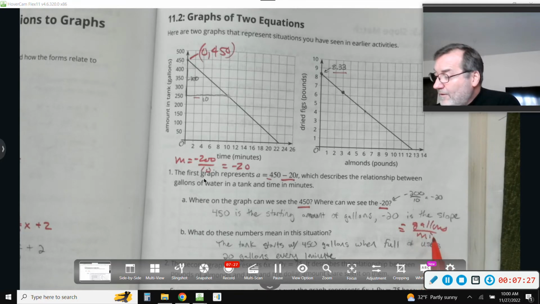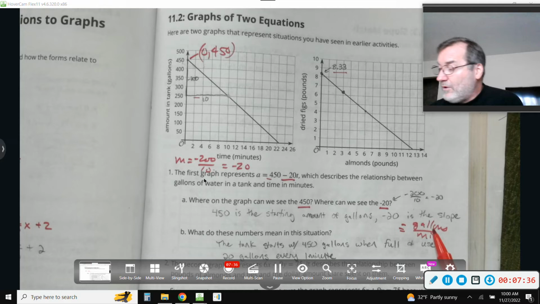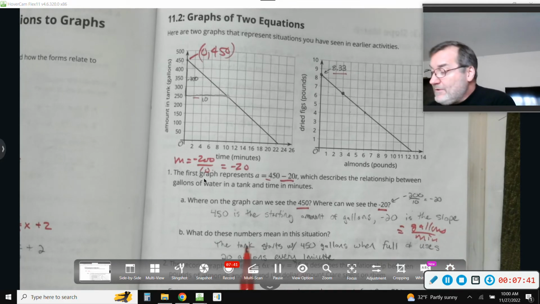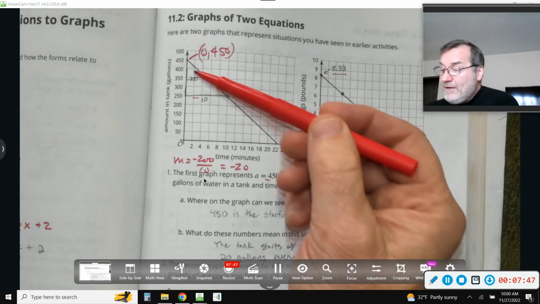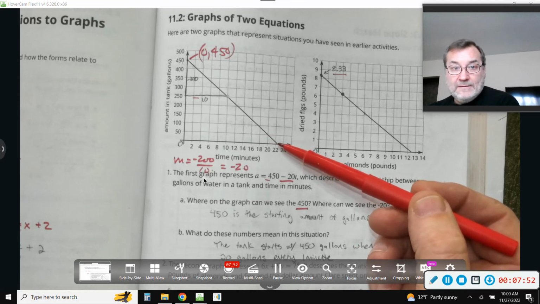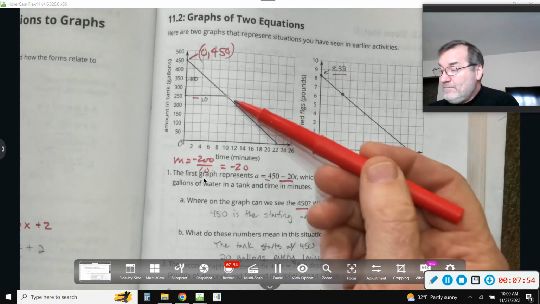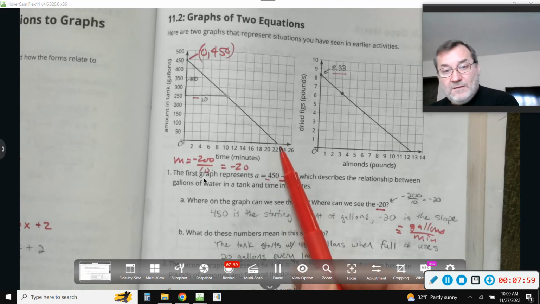Always remember, when you have a slope, you have these fractional units, like miles per hour, dollars per car when you go through a car wash. That is a slope, essentially, that you're working with. What do these numbers mean in the situation? The tank starts at 450 when full and uses 20 gallons every minute. Of course, as you're using it, you're withdrawing the water out of the tank. And so it gets to be less volume in there until finally it's empty after about 23 minutes.